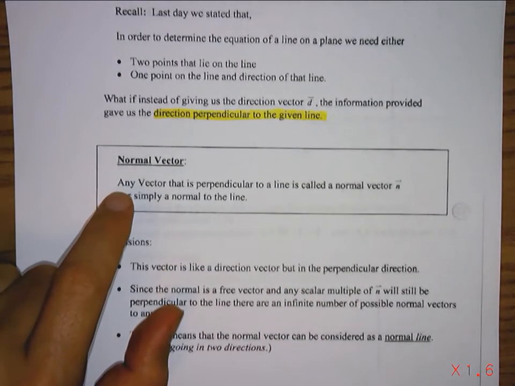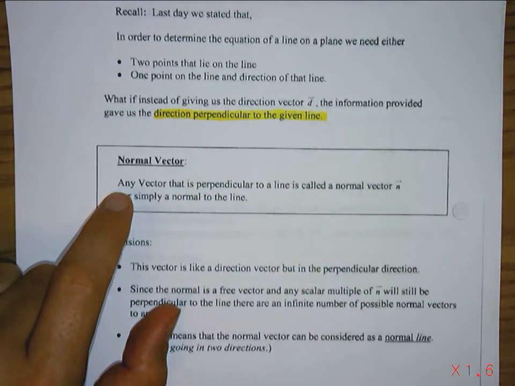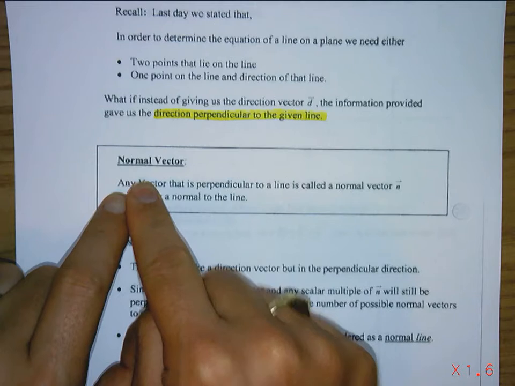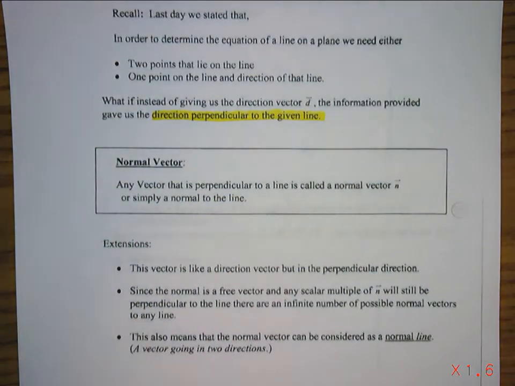A normal vector is any vector that's going to be perpendicular to a line is called a normal vector. So any vector that is perpendicular to a line is called a normal vector. Or simply, we'll call it a normal line.